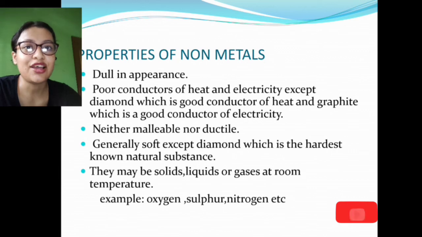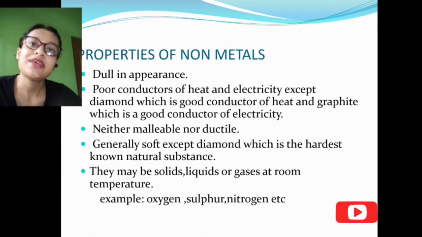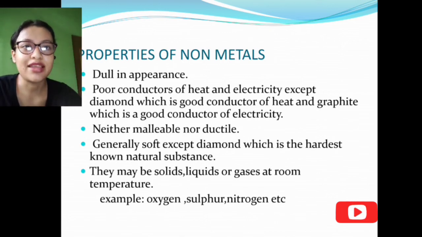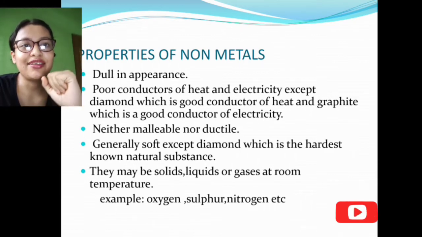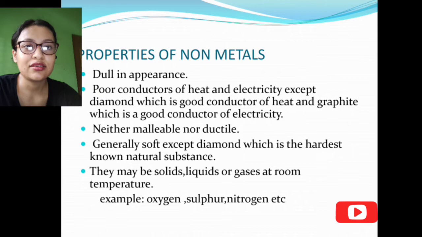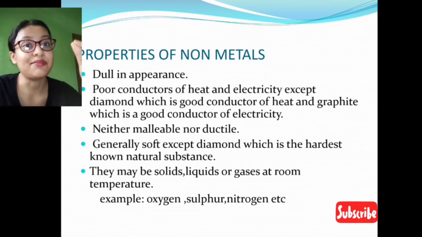Now we'll know the properties of the non-metals. Non-metals are dull in appearance. Their appearance is very dull, not as shiny as the metals. They are poor conductors of heat and electricity except diamond and graphite: diamond is a very good conductor of heat, and graphite is a very good conductor of electricity. So diamond and graphite are exceptional. Non-metals are neither malleable nor ductile, so they cannot be beaten into thin sheets, and they cannot be drawn into thin wires. Non-metals are generally soft except diamond, which is the hardest known natural substance.